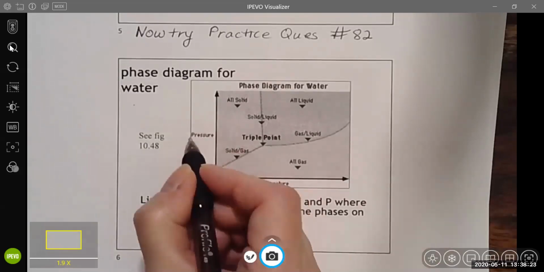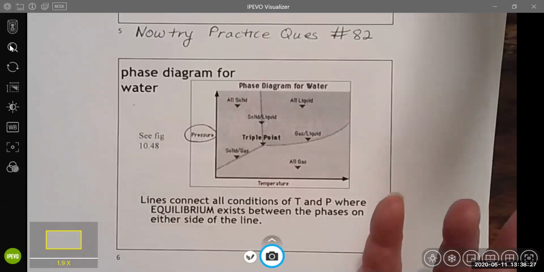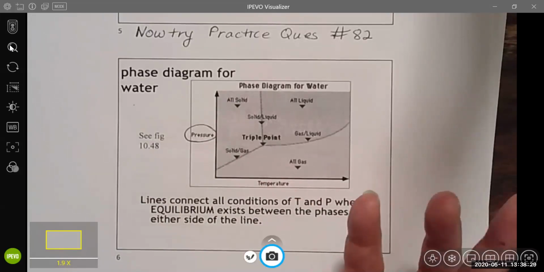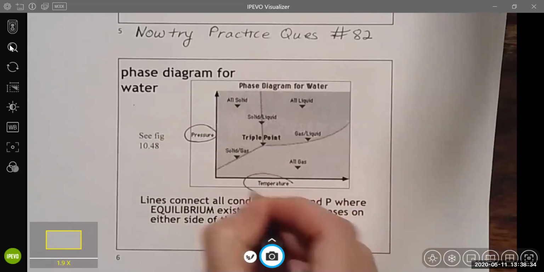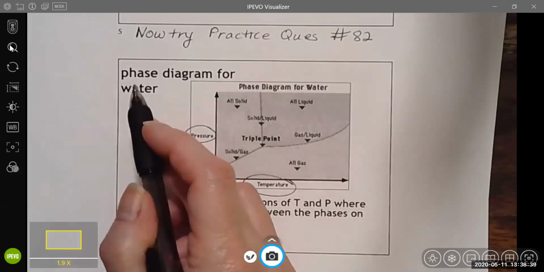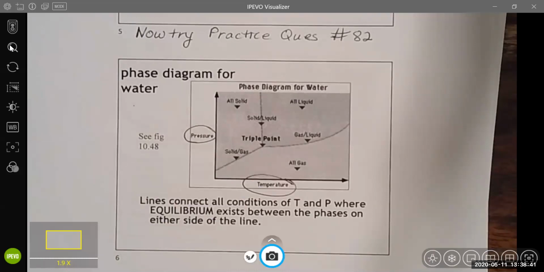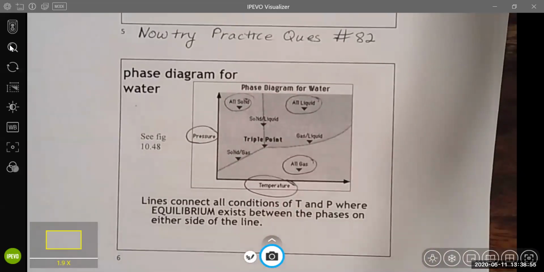And in this one, this is the pressure of the air above, or whatever the external pressure on a substance is, and the temperature that we're graphing. What happens is, this is called a phase diagram. And what it tells us is, if we look at the pressure and the temperature that this substance is at, is it a solid, a liquid, or a gas under those conditions?